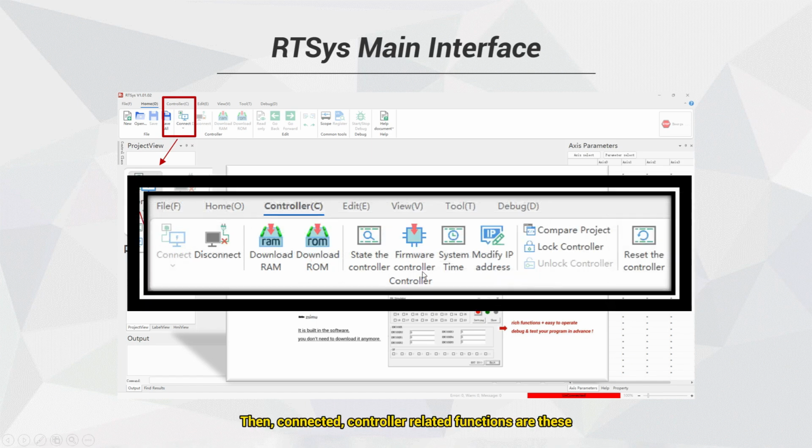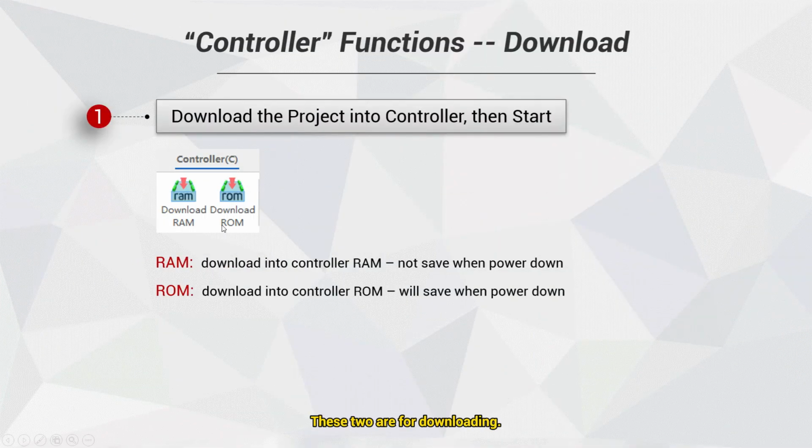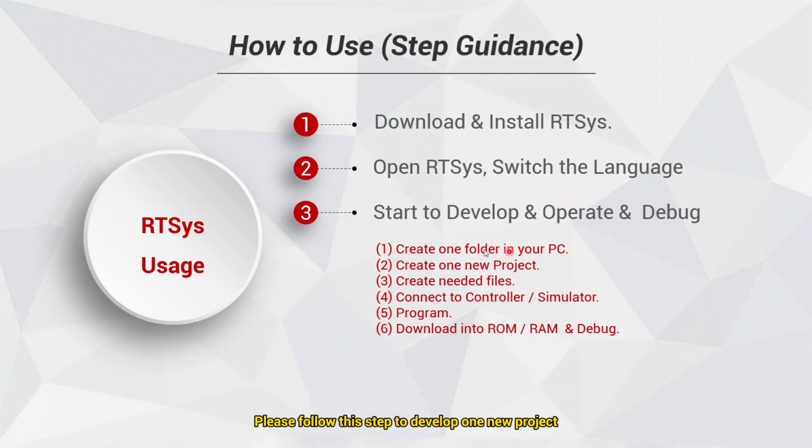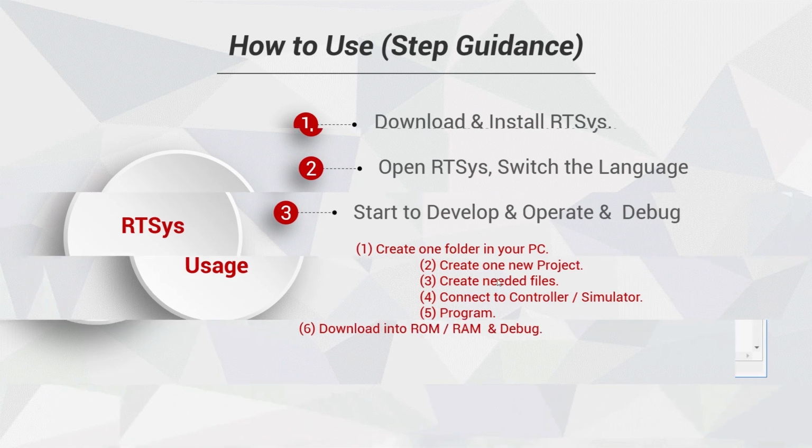Then, once connected, controller-related functions are these. They can be operated at this time. Let's see one by one. These two are for downloading. For RAM, there is no more current project after power down. For ROM, it will be saved even after power down. Please follow this step to develop one new project. After it is edited, we can download it. When downloaded, there will be a message in the output window.